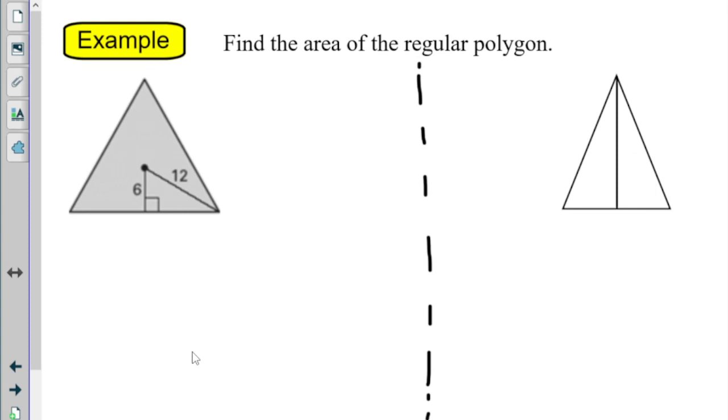So first off, we'll write down our area formula, but we're also going to put down what shape it is. It is a triangle. It is also a regular polygon. It's an equilateral triangle. So it is a regular polygon, so we're going to use the regular polygon formula because we don't have the base, we don't have the height. So we can't use that formula.